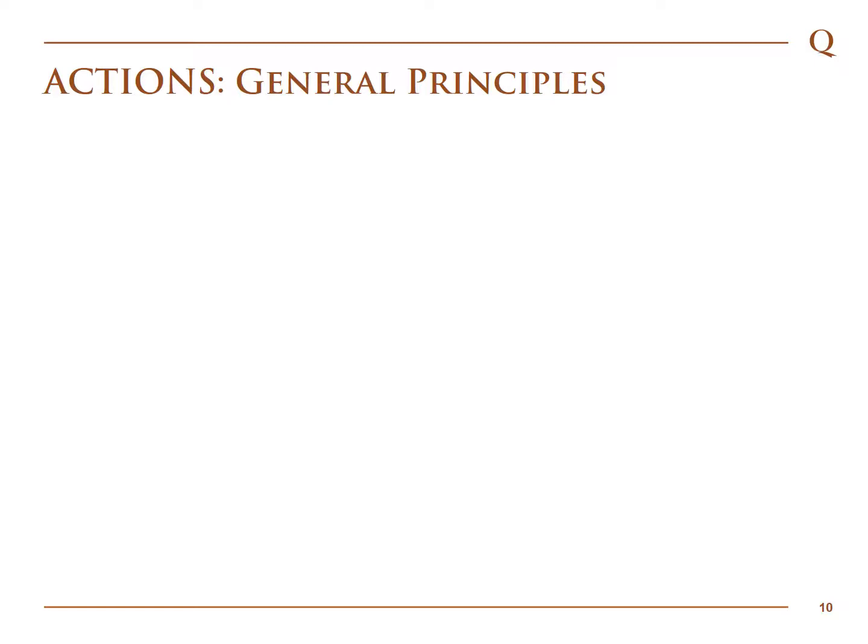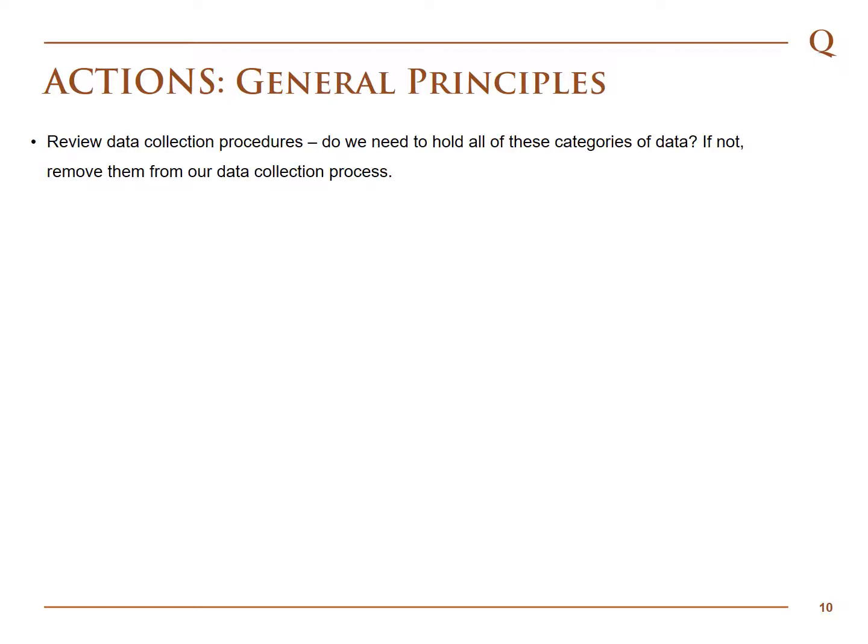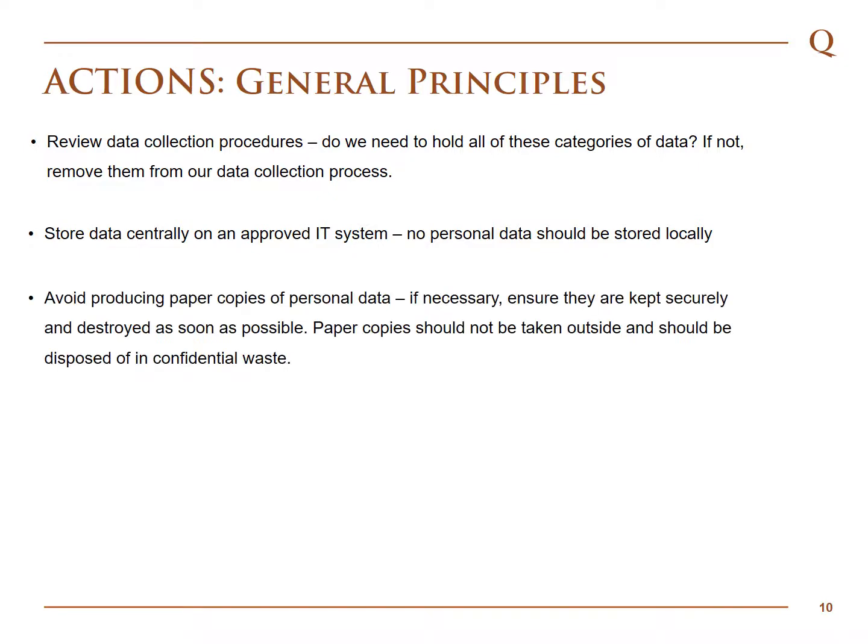There are some actions that we need to consider. We need to review data collection procedures. So ask ourselves, do we need to hold all of these categories of data? And if not, we should remove them from our data collection process. You should store data centrally on the approved IT system, so no personal data should be stored locally. You should avoid producing paper copies of personal data. If it is necessary, ensure that they are kept securely and destroyed as soon as possible. Paper copies should not be taken outside and should be disposed of in confidential waste.